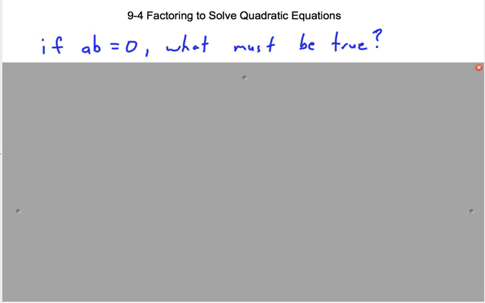In this video, we're going to be factoring to solve quadratic equations. Before we get to that, I want to show you a new rule here. So let's think about this equation. If AB equals 0, what must be true?